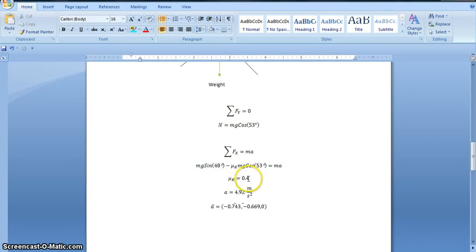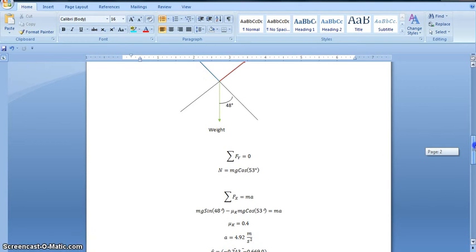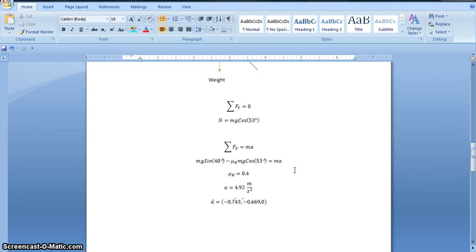And using a coefficient of kinetic friction of 0.4, which is an acceptable coefficient for wood over wood motion, we get an acceleration of 4.92 meters per second square. Then using this angle of 48 degrees, I defined my directional vector for the acceleration, which as you can see is both negative on the x and y axis.